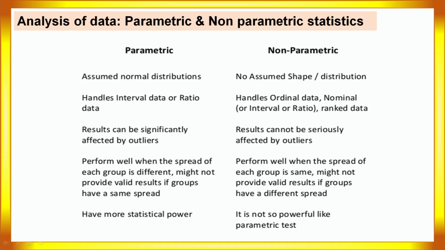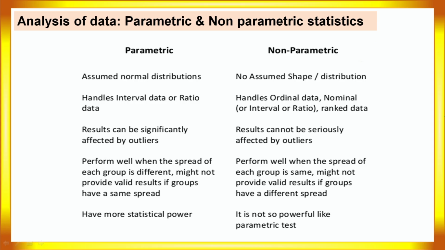Along with that, remember the measurement level. The data you have collected is either at the ratio or interval level, meaning it is at the scale level. On the other hand, non-parametric statistics don't assume anything about the shape or distribution of the parent population. Also, they can handle data at the nominal or ordinal level, along with interval and ratio level or rank data. There are other differences too: parametric tools are mostly significantly affected by outliers, whereas non-parametric tools are generally less seriously affected by outliers.